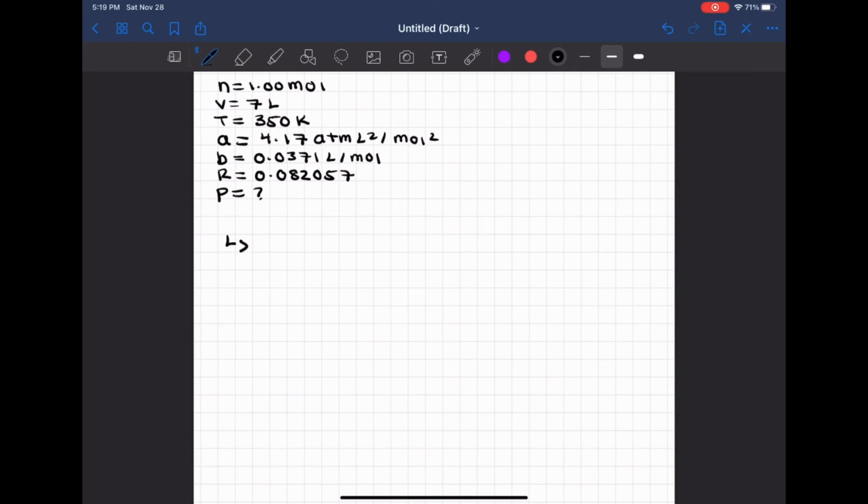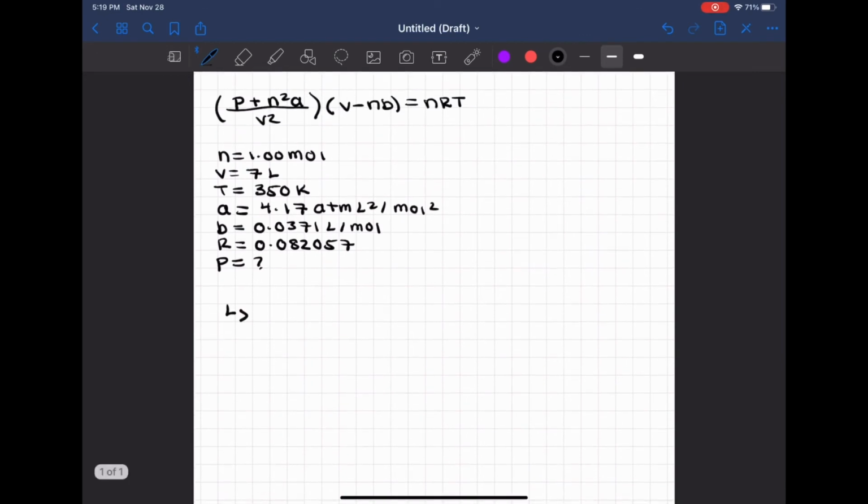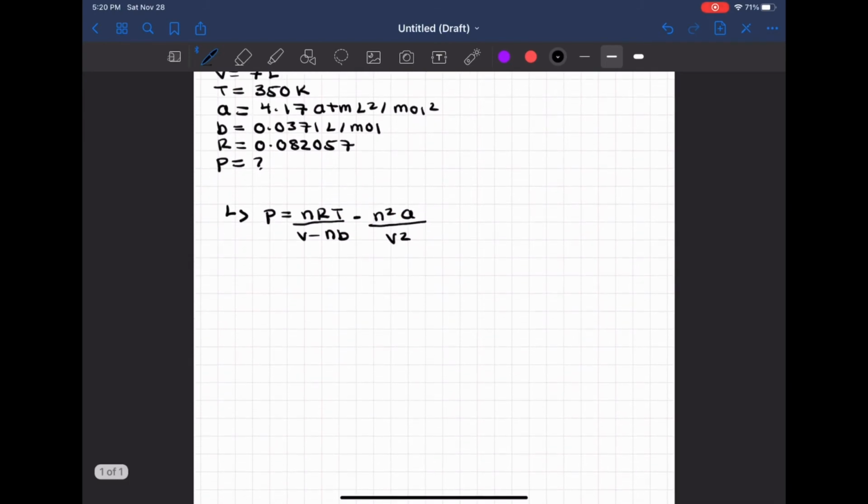And since we are solving for P, our next step would be to rearrange the equation to solve for P. So we would get P equals nRT over (V − nb) minus n²a over V². And then we are just going to plug in our values.